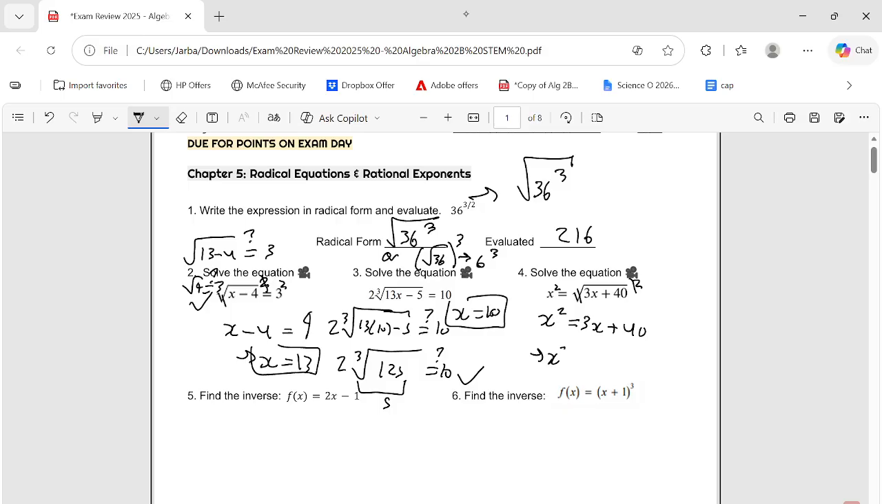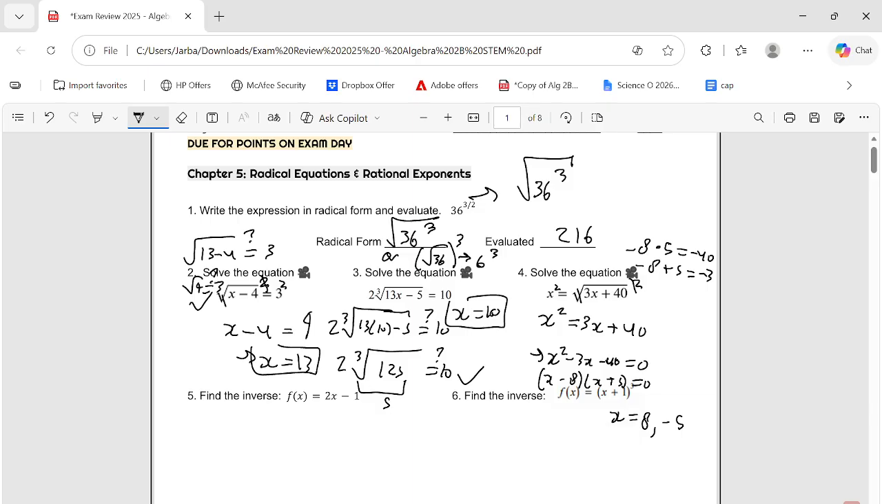Okay, so x squared minus 3x minus 40. I'm subtracting 3x and 40 from both sides. That's equal to 0. So let's think, what two numbers multiply to negative 40 and add to negative 3? I'm thinking of negative 8 and 5, because negative 8 times 5 is negative 40, and negative 8 plus 5 is negative 3. So that works. We can factor this as x minus 8 times x plus 5 equals 0. That means our zeros are x equals 8 and x equals negative 5.